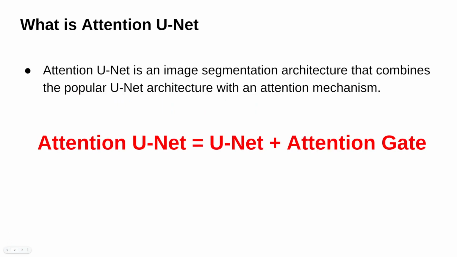So our first question is, what is attention UNet? It is an image segmentation architecture that combines the popular UNet architecture with an attention mechanism, or we can say the attention gate, which is a proposed term used in the paper. In one line, we can say attention UNet is equal to UNet plus attention gate.